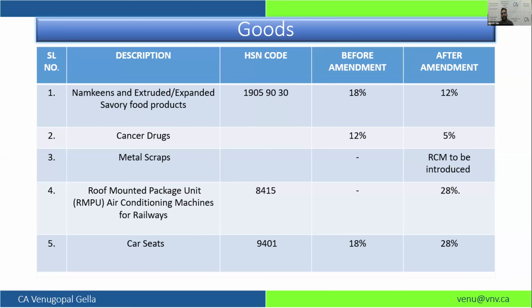For some specific cancer drugs used for the treatment of patients suffering from cancer, the government has revised the GST rate from 12% to 5%.